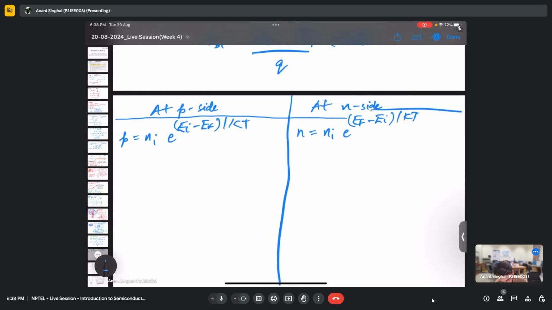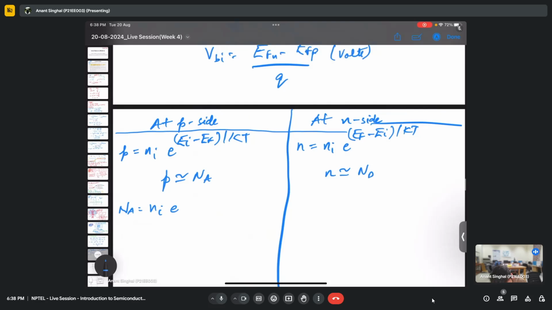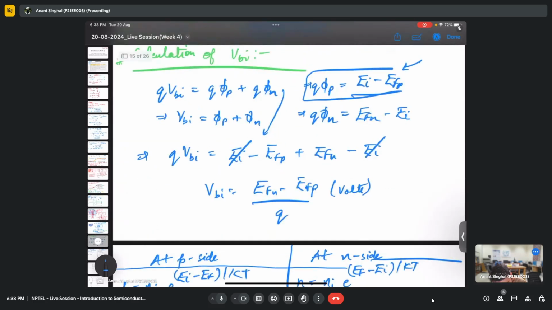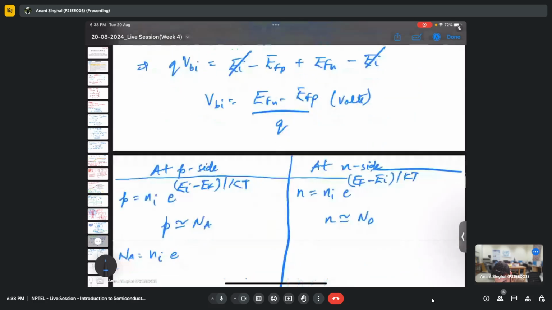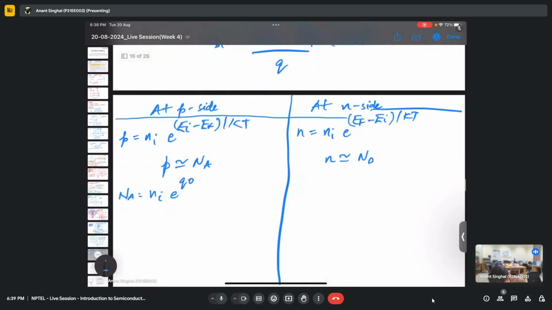So we know that for P-type, p will be approximately equal to Na, and for the N side, n will be approximately equal to Nd. So what I can write now is Na is nothing but ni exponential of (Ei minus Ef). We have already given that Ei minus Ef is qφp, so I'm just writing here qφp over kT. Similarly, Nd will be ni times exponential of qφn over kT. This is what we have already established in the previous slide.